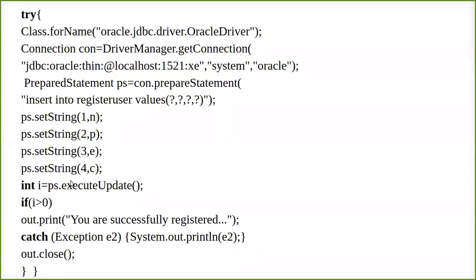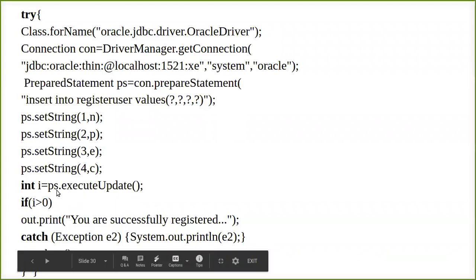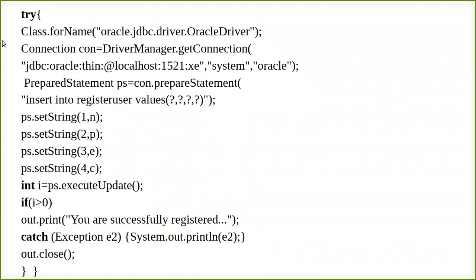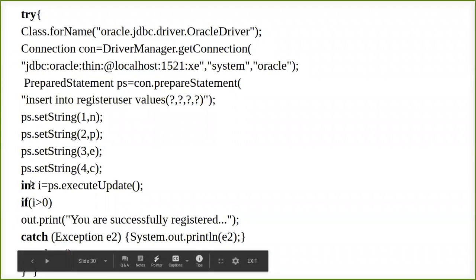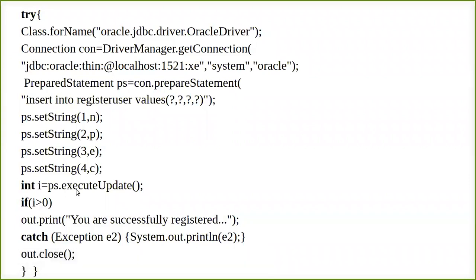Now what we are doing over here is declaring a variable, that is i, and calling the executeUpdate method. Whatever updation happens in your rows, it is going to put the value over here. For example, if I have updated one row, it is going to put the value as 1, because the executeUpdate method returns an integer value saying how many rows have been affected.